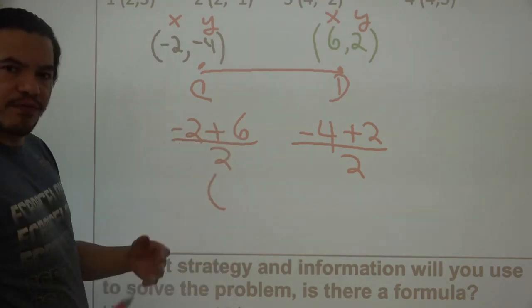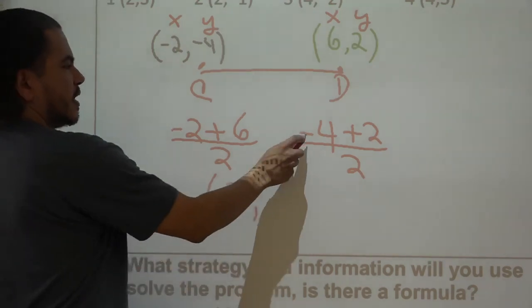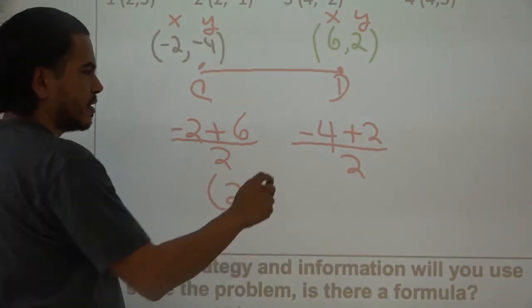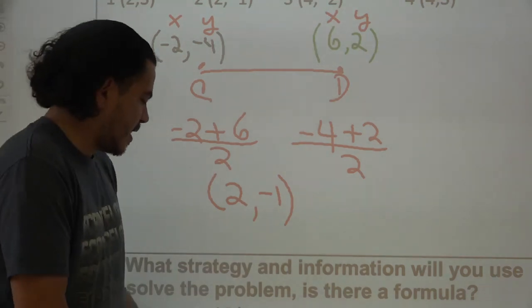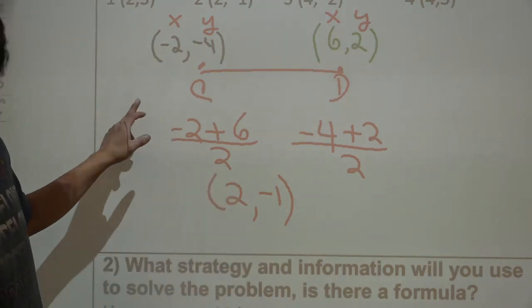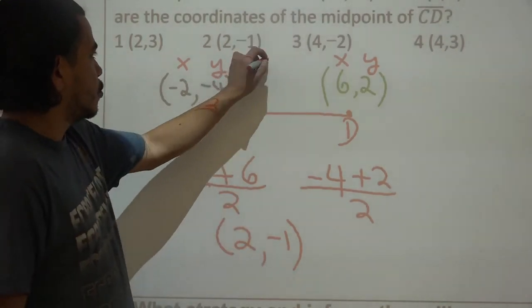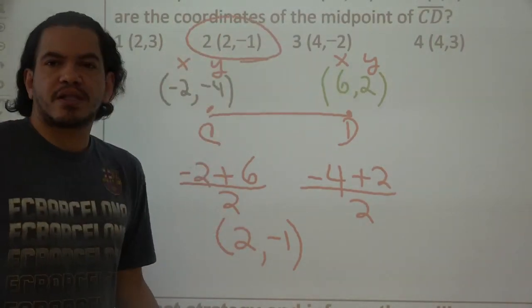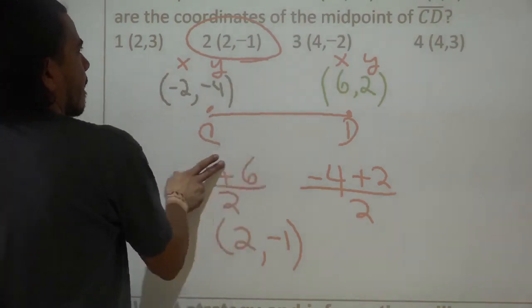-2 plus 6 is 4. 4 divided by 2 is 2. -4 plus 2 is -2. Divided by 2 is -1. And 2, -1 becomes our coordinates, so we answer 2, -1. That's our choice. Simple, right? Right to the point.